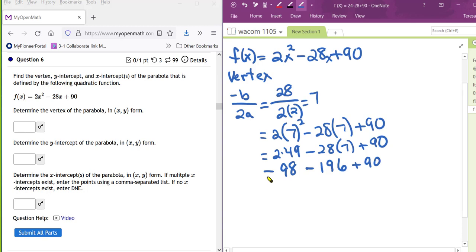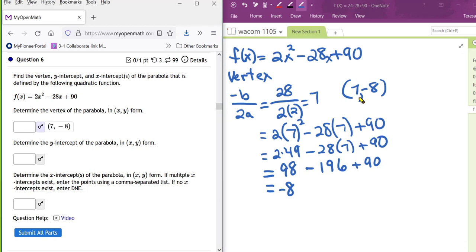Right, why did I get a minus here? I should not have a minus 98 here. 2 times 49, there's no reason to have a negative. We'll just make that an equals, okay? All right, so 98 minus 196 plus 90 is negative 8. So this is our vertex, 7, negative 8. That is our first question.